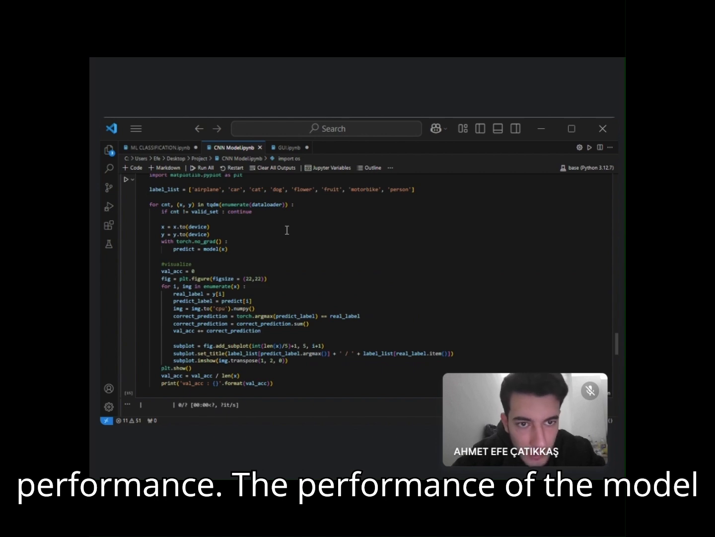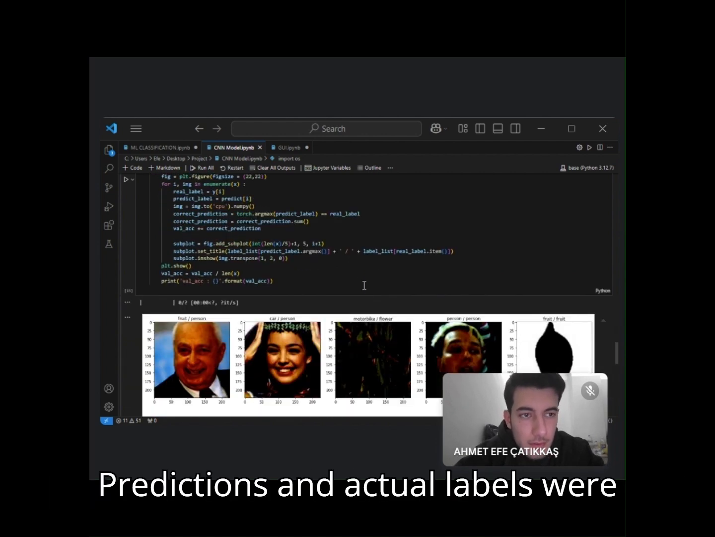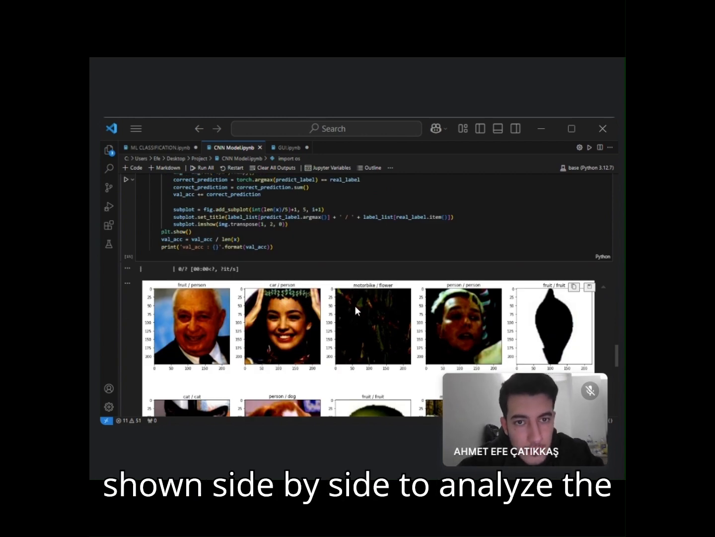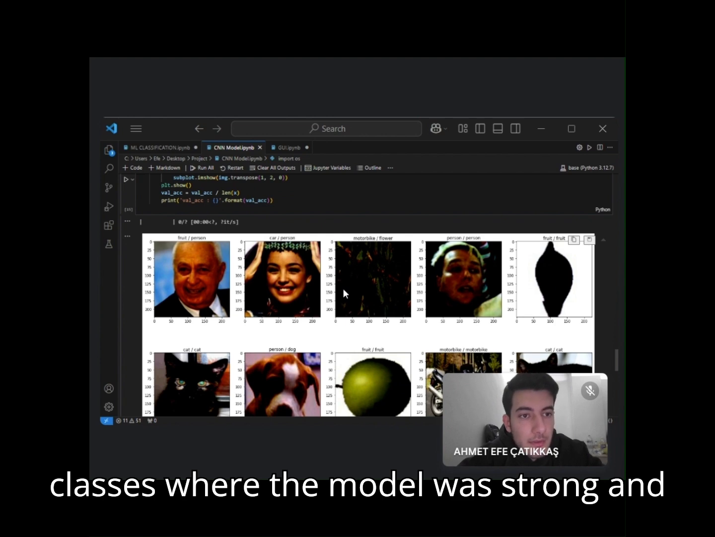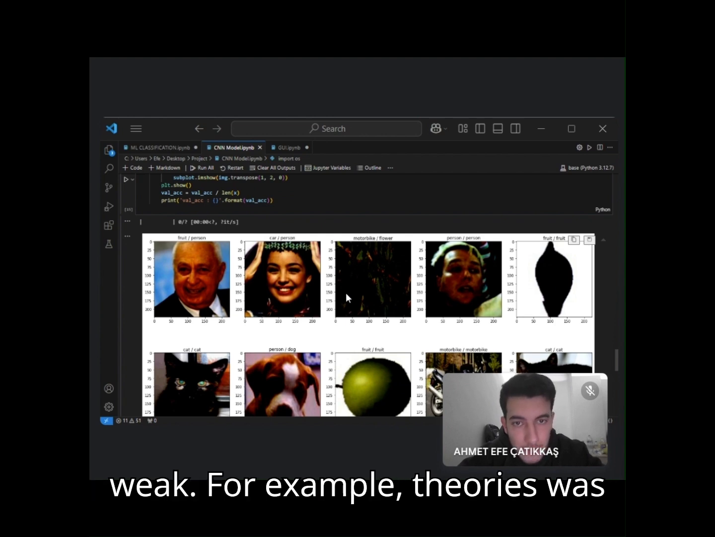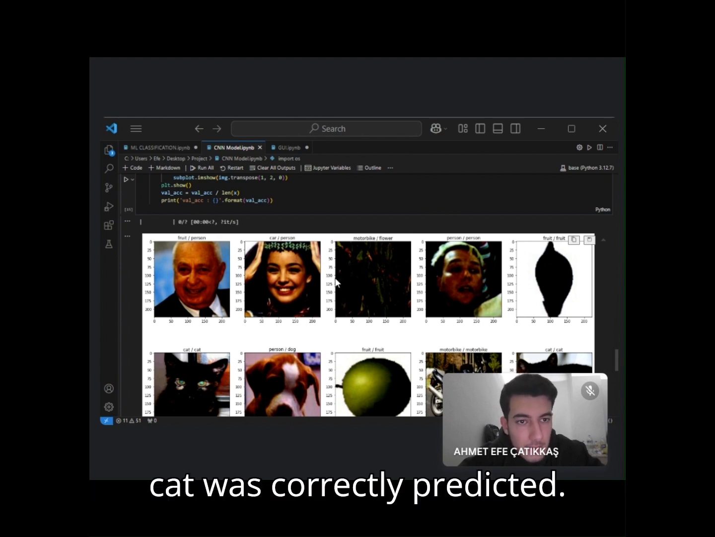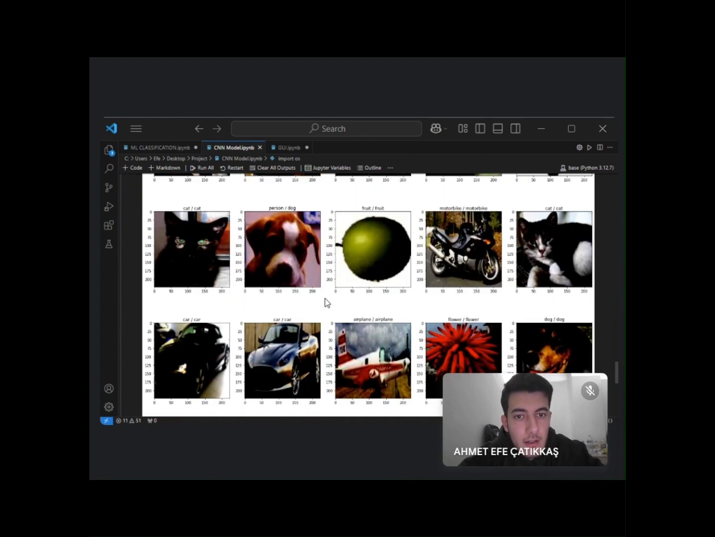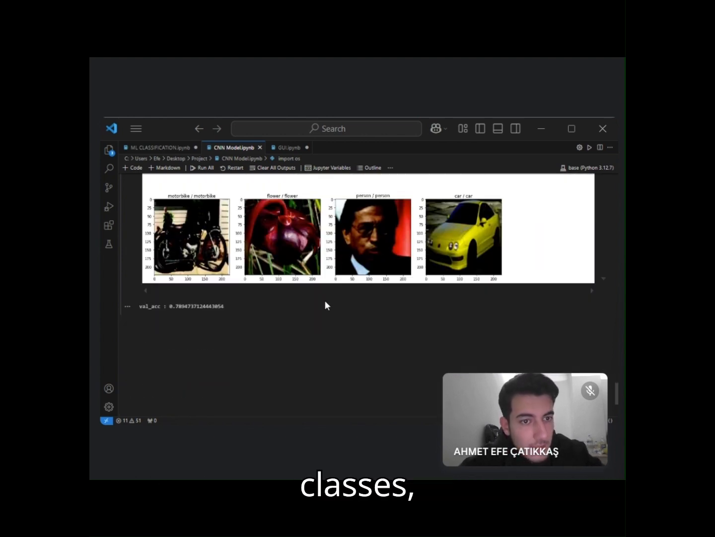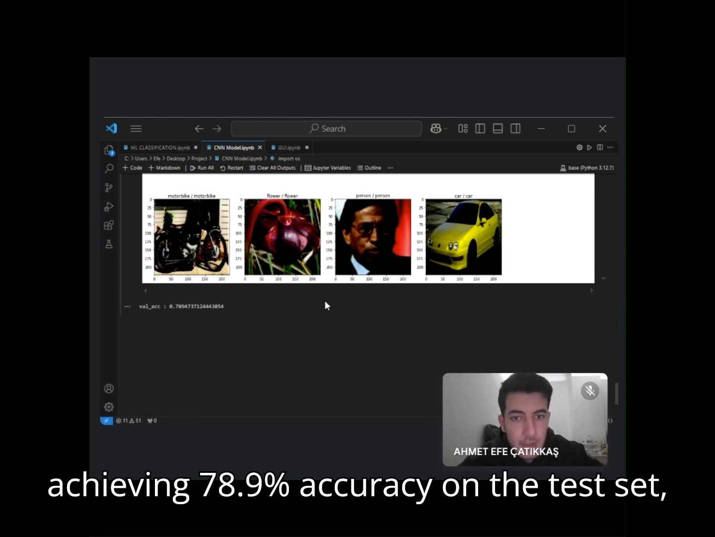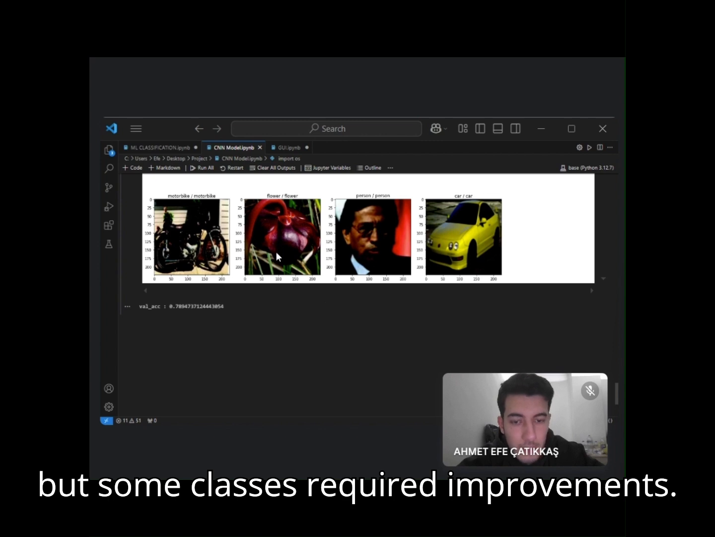The performance of the model on the test data was visualized. Predictions and actual labels were shown side by side to analyze the classes where the model was strong and weak. For example, fruit was incorrectly classified as person while cat was correctly predicted. The model performed well in most classes, achieving 78.9% accuracy on the test set, but some classes required improvement.